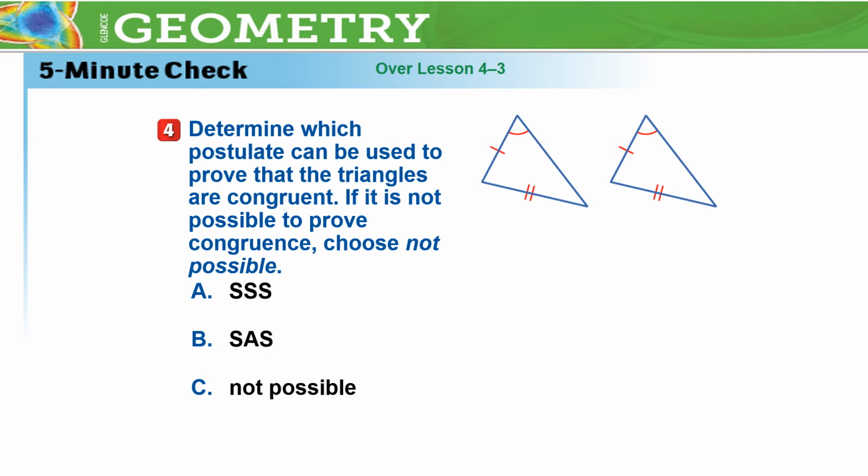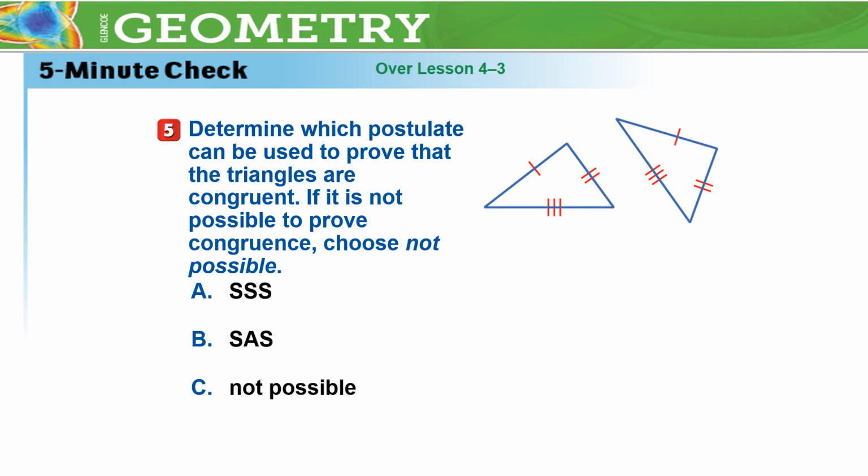But here you have two congruent corresponding sides and two corresponding angles, but the two angles are not between the two sides, so it is not possible to prove two triangles are congruent. Here you have three sides congruent to their corresponding, then you have side, side, side.